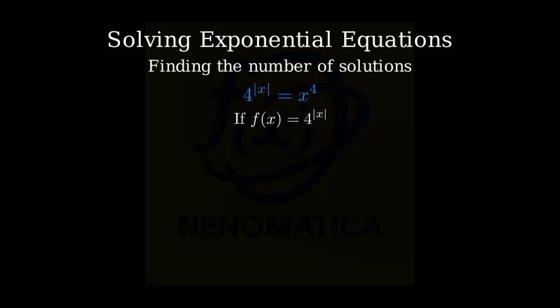Let's define a function f of x equals 4 raised to the absolute value of x. First, we note that this function is an even function because the absolute value of x equals the absolute value of negative x.